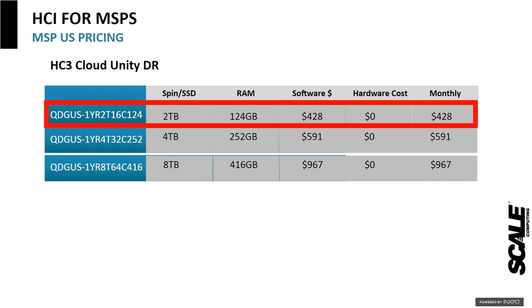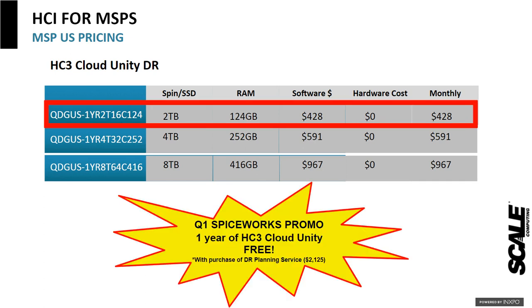And for the purpose of this presentation, there's a Q1 Spiceworks promo. It's 1 year of HC3 Cloud Unity for free. So that's about a $6,000 end user MSRP, so end cost to the customer around $6,000, at zero cost to that. There is one requirement: you need to purchase a DR planning service, and there's a good value to that to yourselves and to the customer, that you could pass through that cost to the customer. MSRP to the customer is $2,500. Sell that wherever you want to sell that.